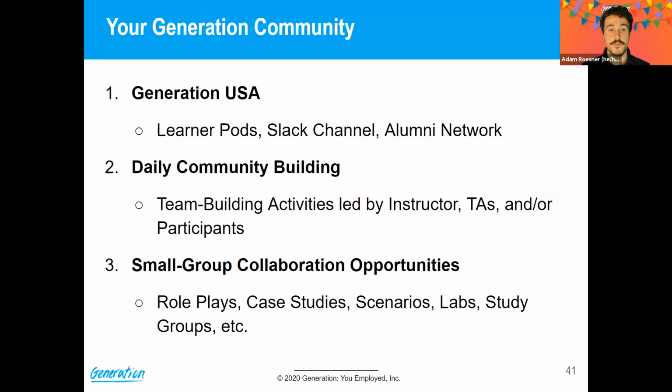Last thing I want to go through is a breakdown of your Generation community. You're going to be put into learner pods. You have a Slack channel and there is an alumni network. Learner pods we'll talk about more later in the week as we assign them out. Daily community building, we have daily opening sessions, we have reflection sessions here and there. These are team building activities meant to just sort of build the community.